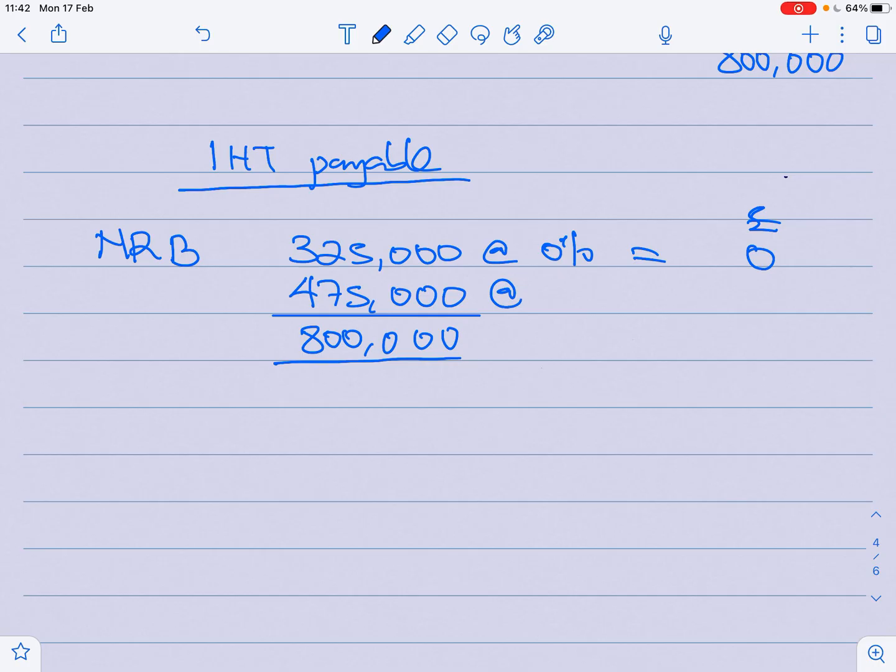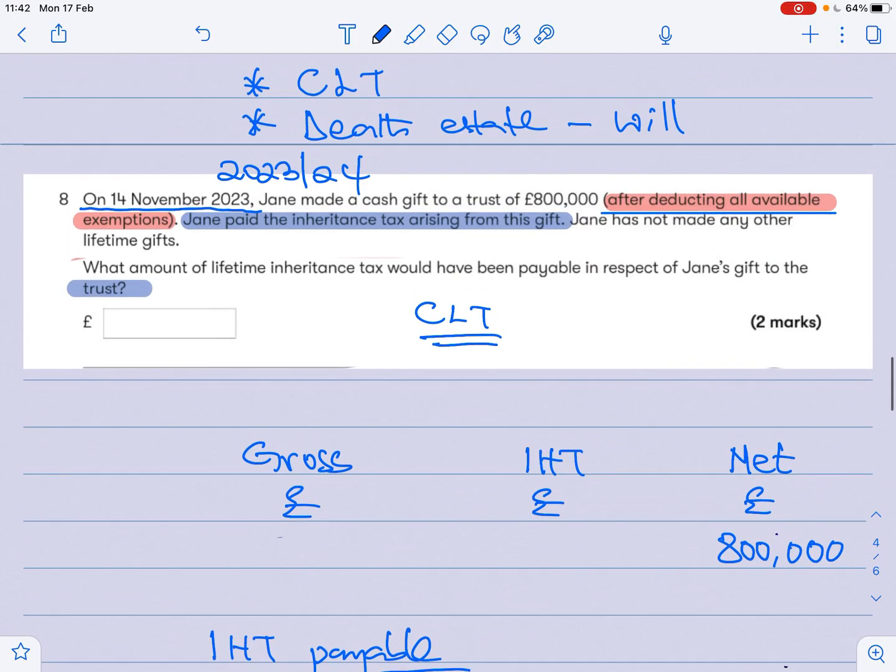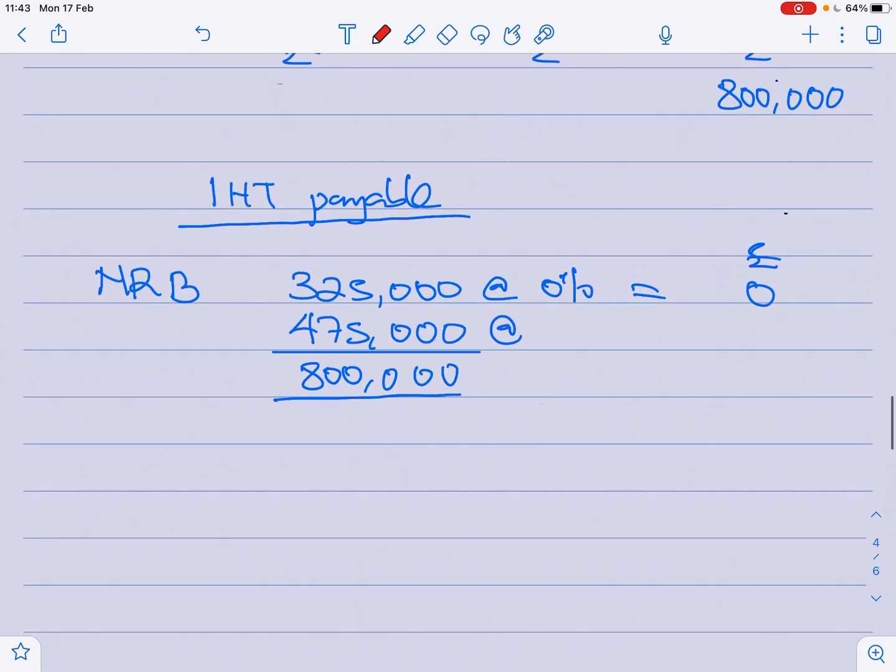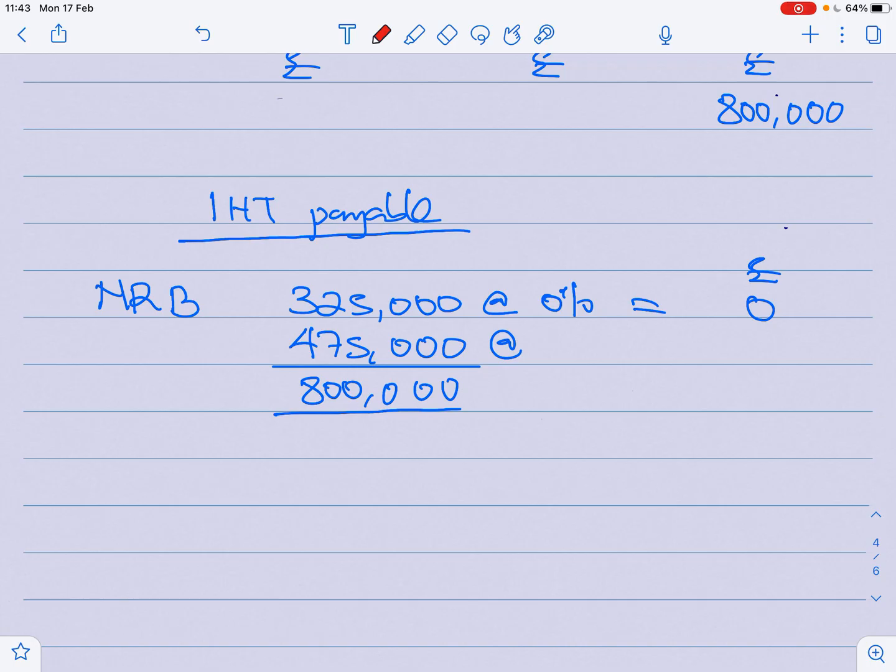So at what rate will this be? Since we've been told in the question that the donor, that's Jane, paid the lifetime inheritance tax. So let's go back to the question. So here it says Jane, that's the donor, Jane paid the inheritance tax arising from this gift. So the donor paid the inheritance tax, so it means we need to gross up. It also means that the rate of tax that we're going to use during lifetime of the donor is going to be 25%.